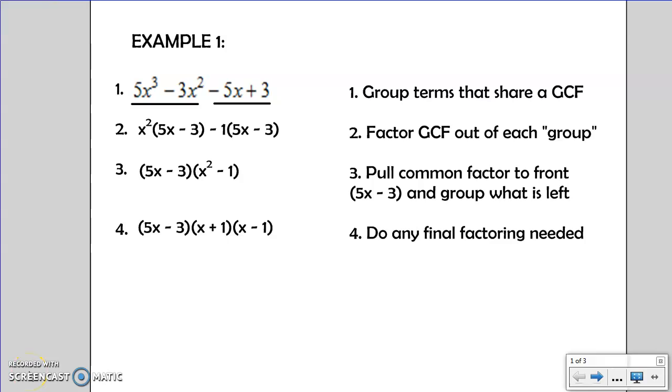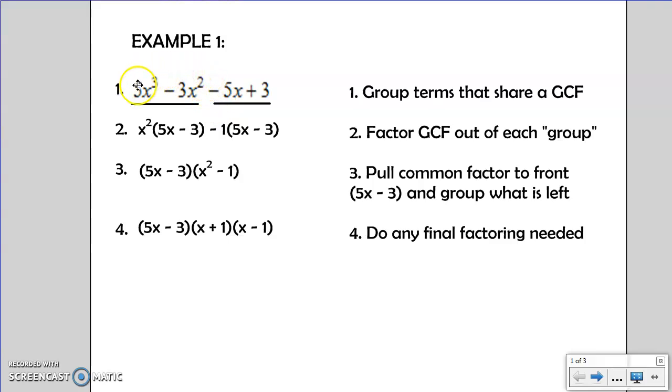Hi guys, I just wanted to go over with you for a minute factor by grouping, which is a method that we're going to use when we have a polynomial that has four terms in it. So the first thing that you want to do is group the terms that share a GCF. So you see that I've grouped the first two terms together and the last two terms together.